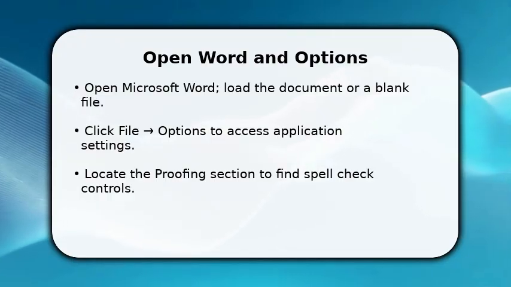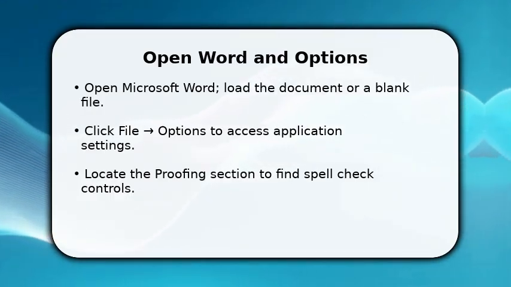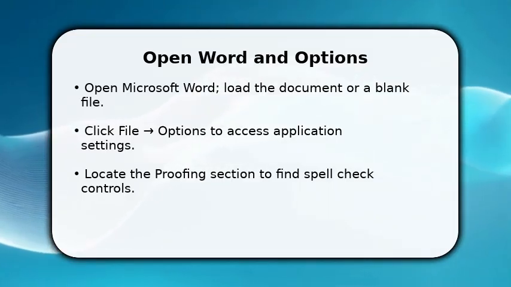You start inside Word with a document open. Click File, then Options to reach the app settings. This is where proofing lives. You need to be in the main Word app. Word Online has different controls, so make sure that desktop Word is running.